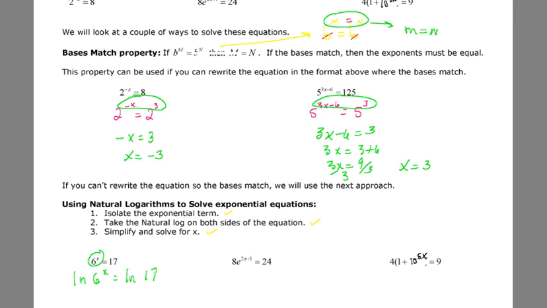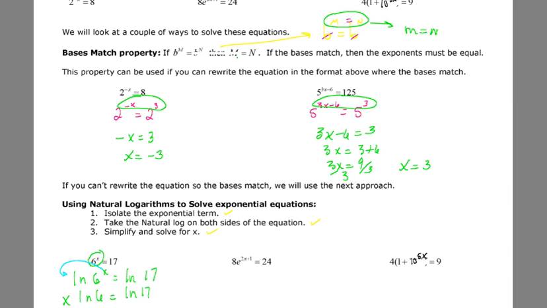Now I said they're inverses of each other and they're going to undo each other, and you might not see that at this point, but remember a property that we discussed earlier. If you have the log of something raised to a power, then that power can drop right in front of the logarithm, leaving us with x ln 6 equal to ln 17.